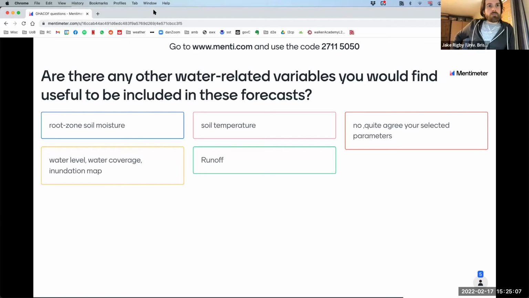Okay, we've had some more responses on the Mentimeter question. Perhaps Dave and Michael can comment on the feasibility of some of the suggestions. I mean, certainly runoff we have that's defined for every pixel, not just the stream flow. Root zone soil moisture we've covered. Soil temperature.